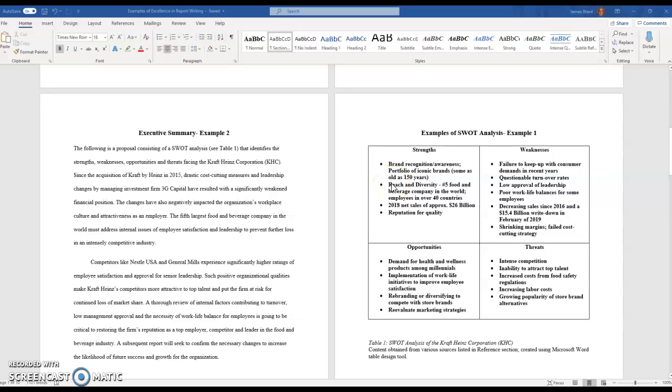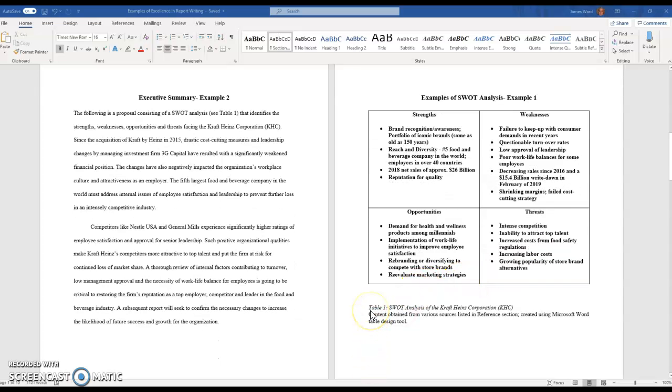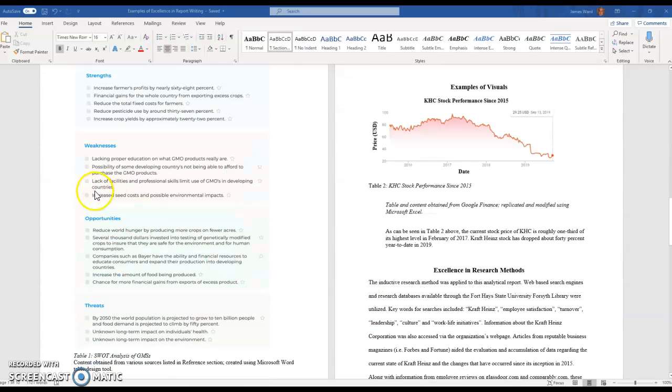Here is an example of a SWOT analysis. Notice they simply put it out in a Word document and they labeled it. As you can see, it's Table 1 with the title and where it was created, who created it, and not who, but how it was created. Here was another example of how someone did a SWOT analysis. And here again is the wording about how it got created.